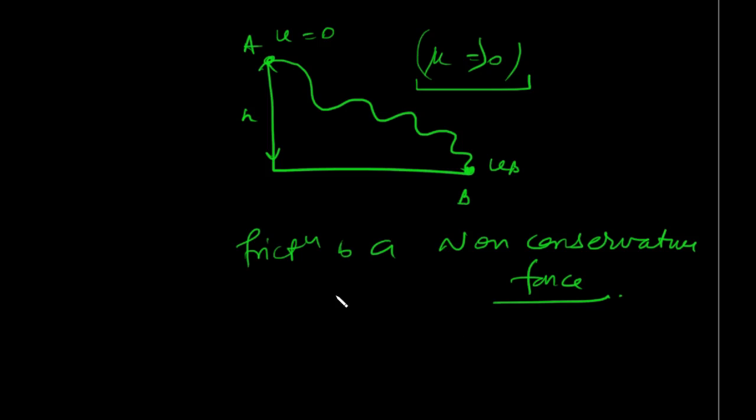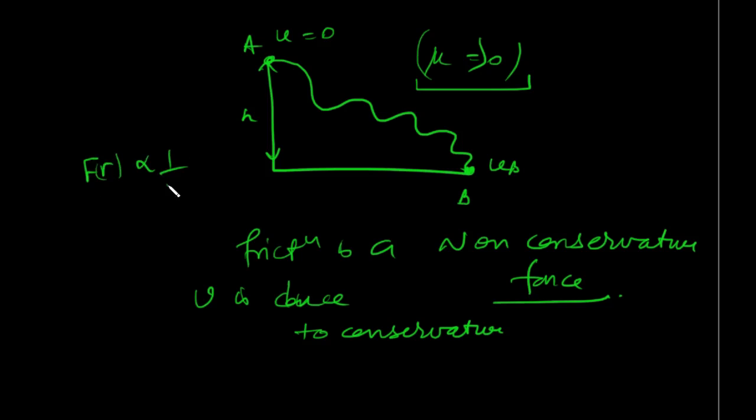Friction is a non-conservative force. Friction will not depend upon the reference point as potential energy does. Potential U is due to a conservative force. And gravity is a conservative force. I already told you the gravitational attraction is proportional to 1 by r square. So gravity is a conservative force. I'll explain you later.